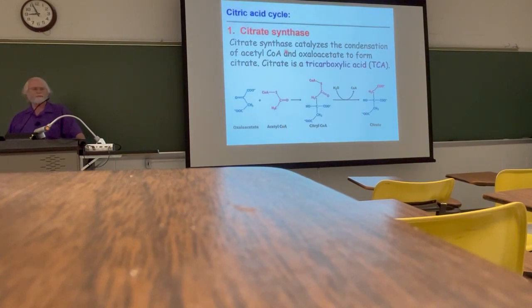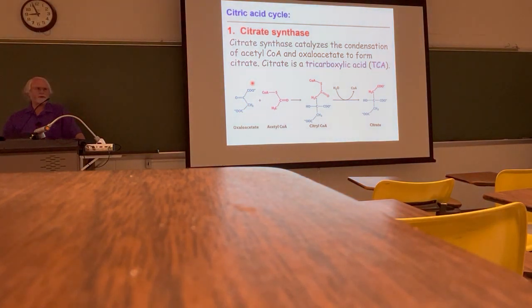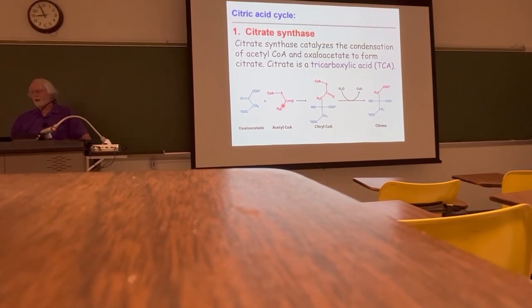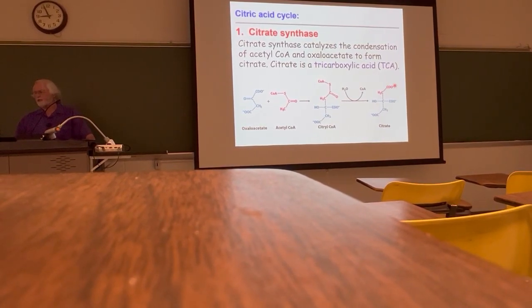So let's look at the reactions. The first reaction is citrate synthase. So here's oxaloacetate, the 4-carbon compound that we studied as one of the first steps in gluconeogenesis. It condenses with the 2 carbons from acetyl-CoA to finally make citrate, with release of coenzyme A.